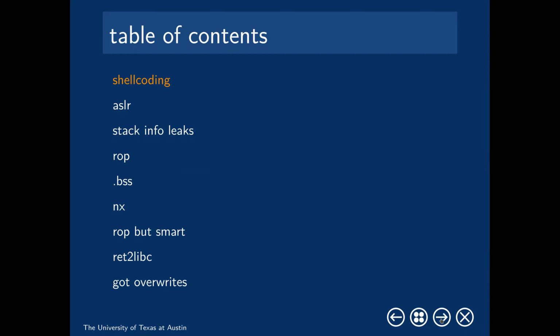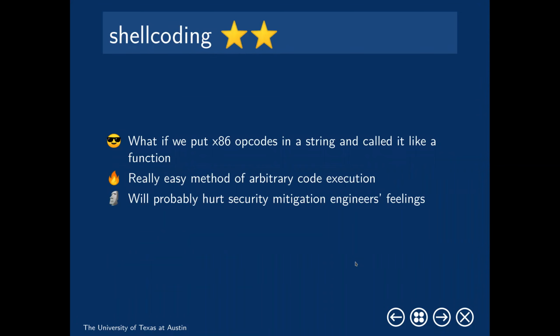Essentially, shellcoding is the most basic form of binary exploitation. You just put a bunch of x86 opcodes in a string, and you call it like a function. So essentially, you're just writing your own function into the program's memory, and then you're just calling it. This is a really easy way to get arbitrary code execution. Unfortunately, it will probably hurt security engineers' feelings because you just absolutely dumpstered their career and they're mad.